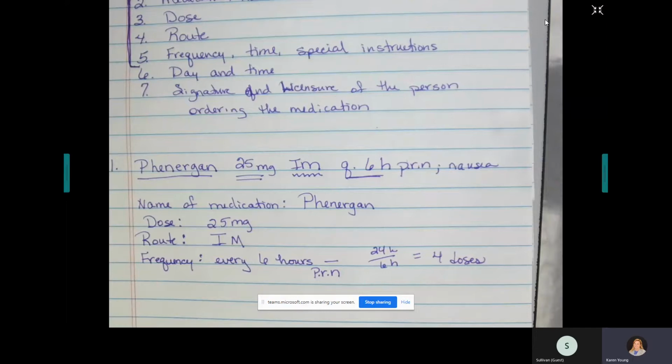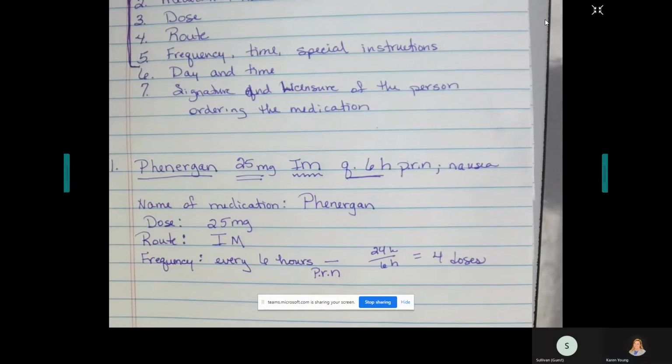With Phenergan, they gave me Phenergan when I broke my ankle to go with my pain medication, because sometimes pain medication will make you sick. So if I took my pain medication at 8 and I took the Phenergan at 8, and they're both every 6 hours, thank goodness, then I couldn't have another dose for 6 hours, even though it says as needed. Well, if I didn't need it in 6 hours, I didn't have to take it.